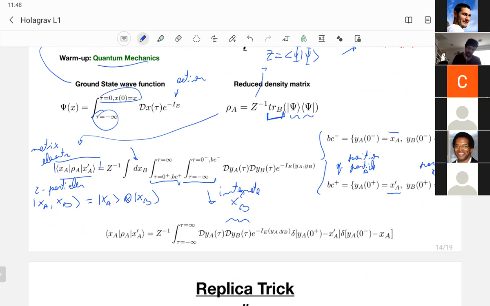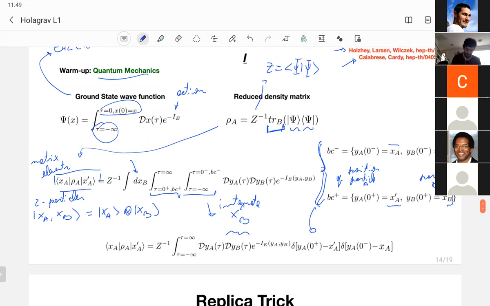And then you can write the integral in this way, where you impose these strange boundary conditions using these delta functions. And that's all. This is how it looks, the matrix elements of the reduced density matrix.